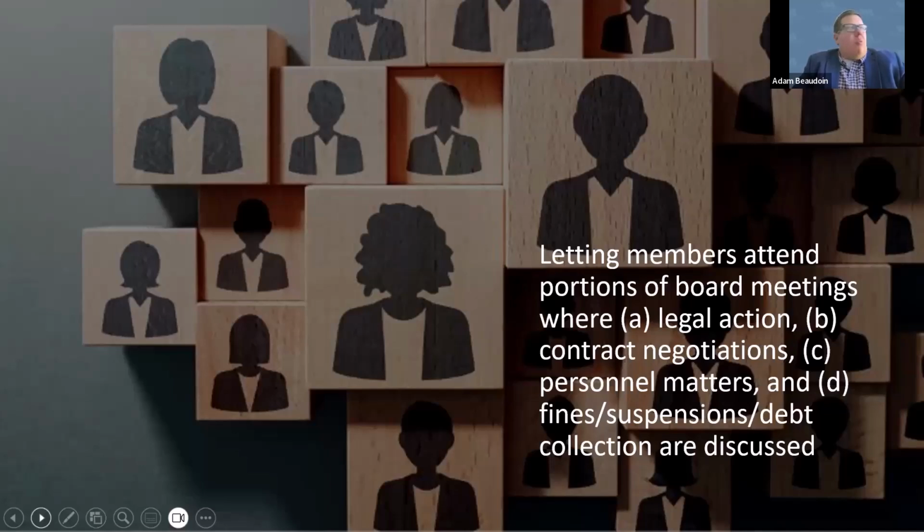Now, when the board is ready to actually enter into the contract, then yes, the members can be in attendance when you vote to accept a particular contract. But they should not be in attendance when you're discussing which one you want to go with. There's many reasons for this.